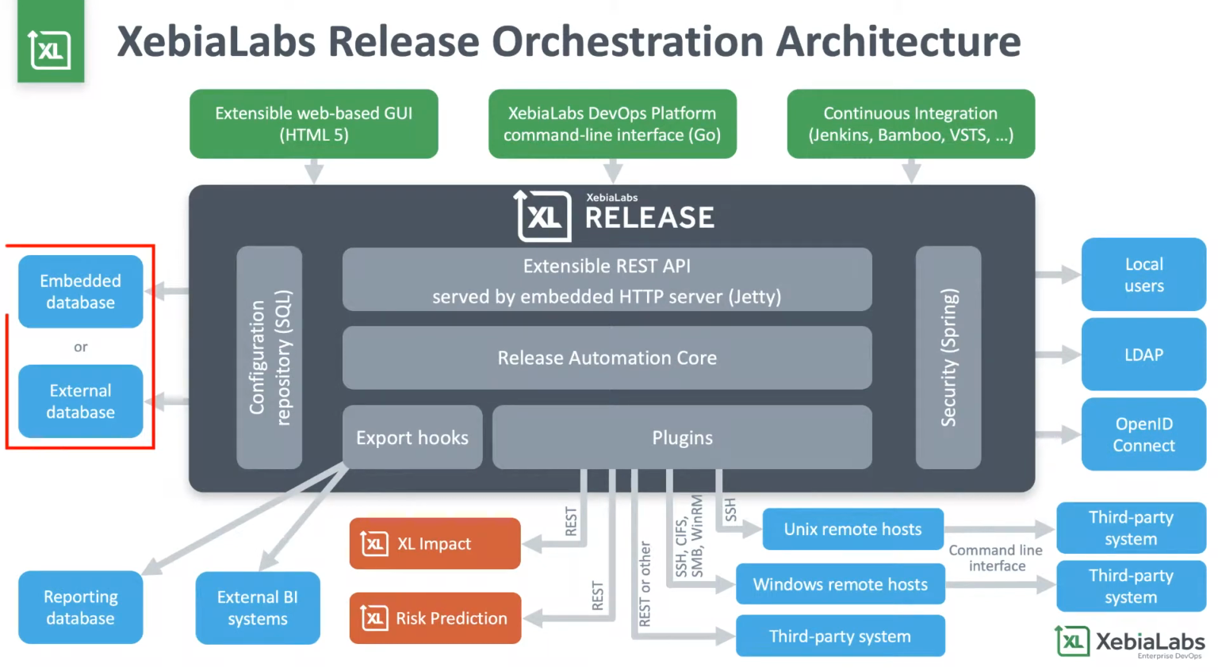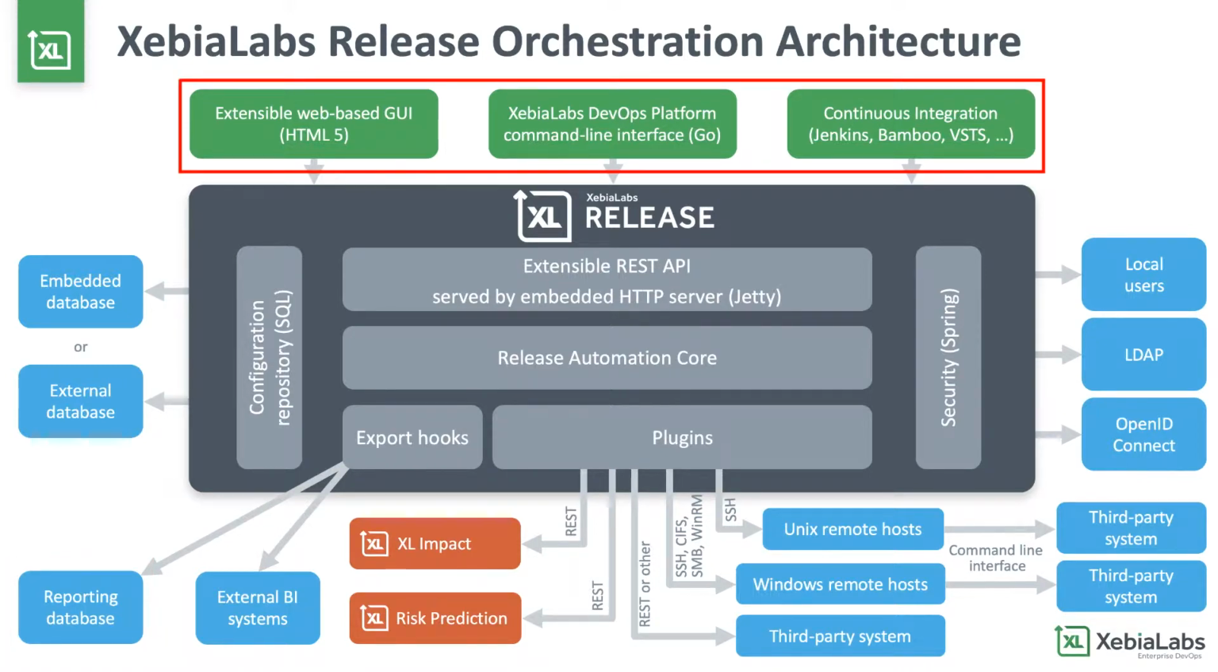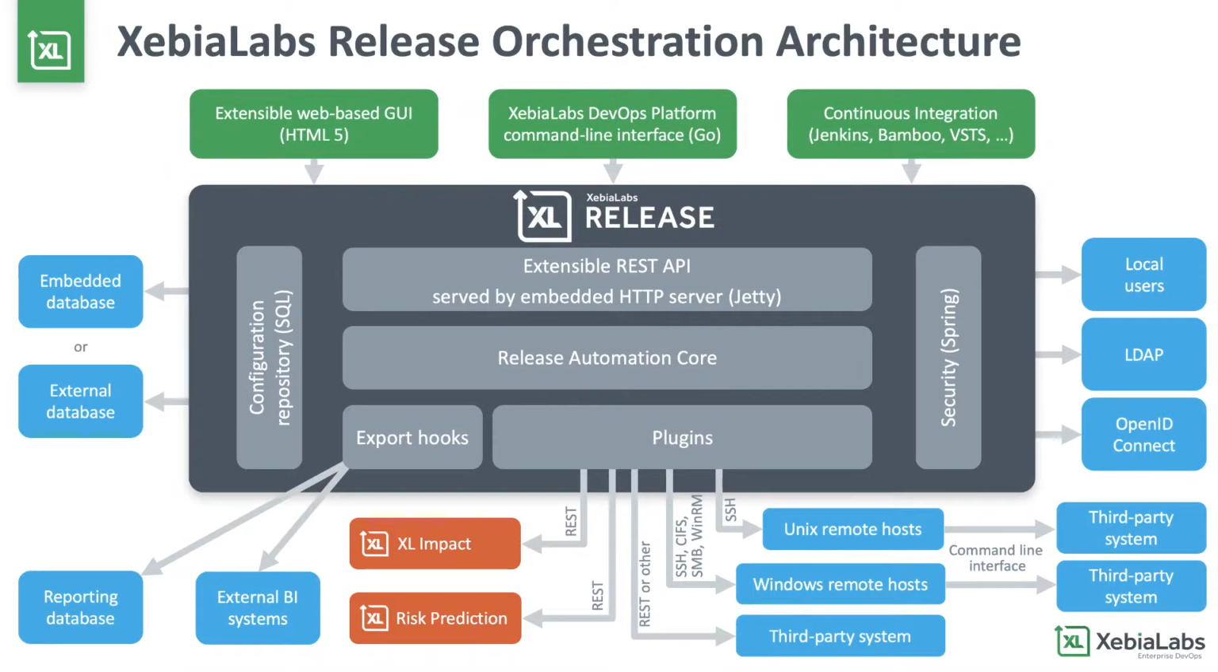XebiaRelease can be set up with an embedded or external database. A separate report database collects and unifies data from disconnected point tools to provide full end-to-end visibility across the DevOps toolchain. Users can work with XebiaRelease using a friendly graphical user interface, our cross-platform command line tool, or their continuous integration tooling. Teams can also work with XebiaRelease directly from a chat tool such as Slack.